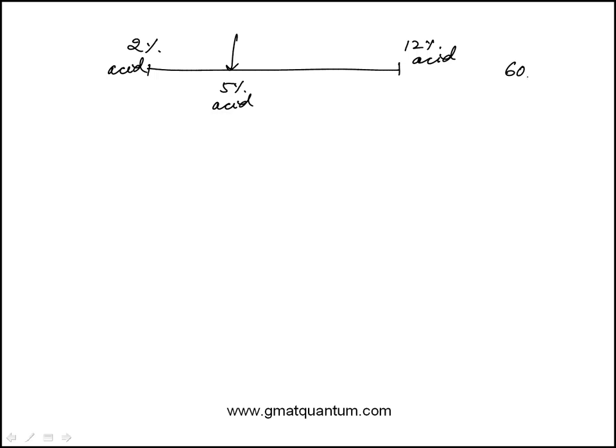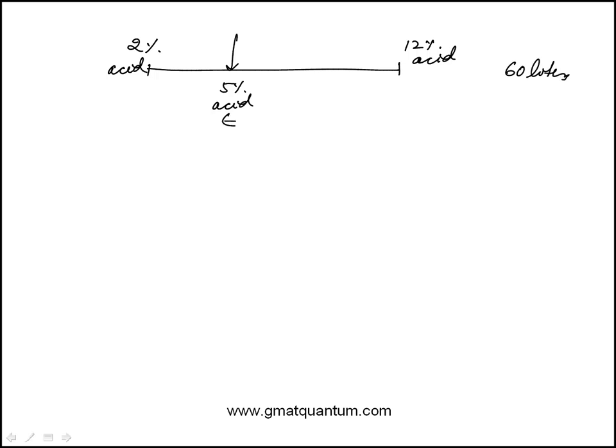So we'll do this problem in two different ways. The first one is using the concept from weighted average, because mixture problems are really weighted average problems. So we have 2% acid on one extreme and the other one is 12% acid, and we're mixing this to create a 5% acid solution. And we have a total of 60 liters.